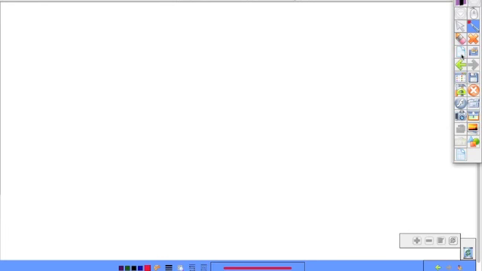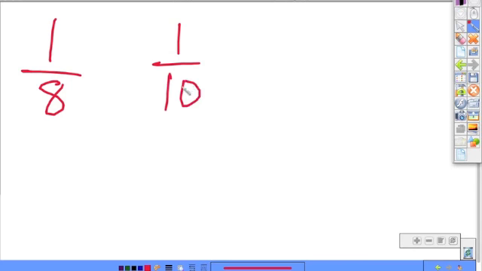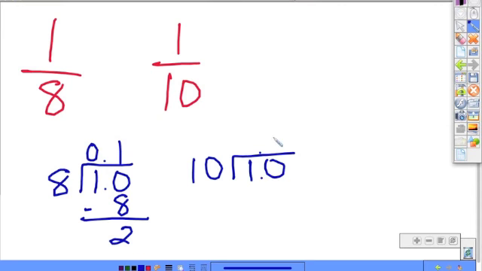Okay, let's try another one. Now let's try 1/8 and 1/10. Okay. Again, you could draw pictures and all this other stuff too. That's fine. Okay, let's go ahead and divide. 8 goes into 1. Can't. 8 goes into 10 one time, which is going to give me 8 followed by 2. All right, let's try this one. 10 into 1. Can't do it, so we add a 0. 10 goes into 10 one time.